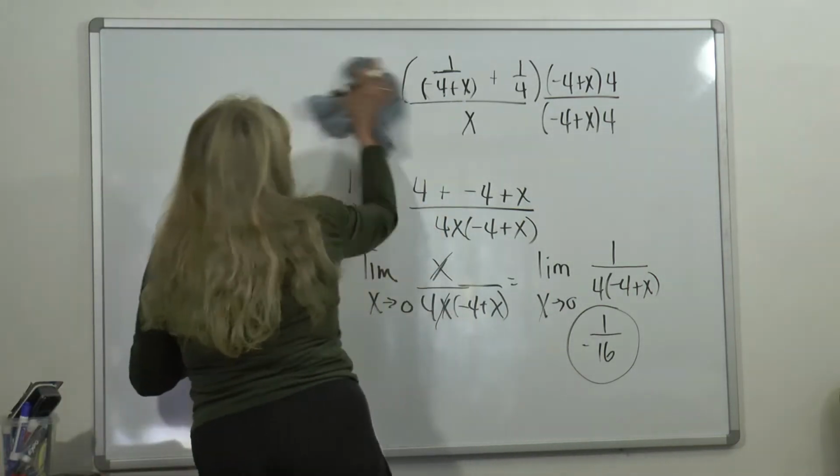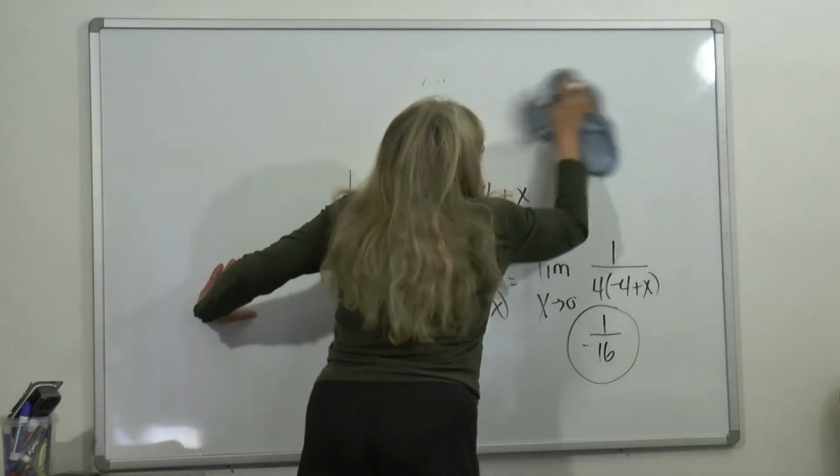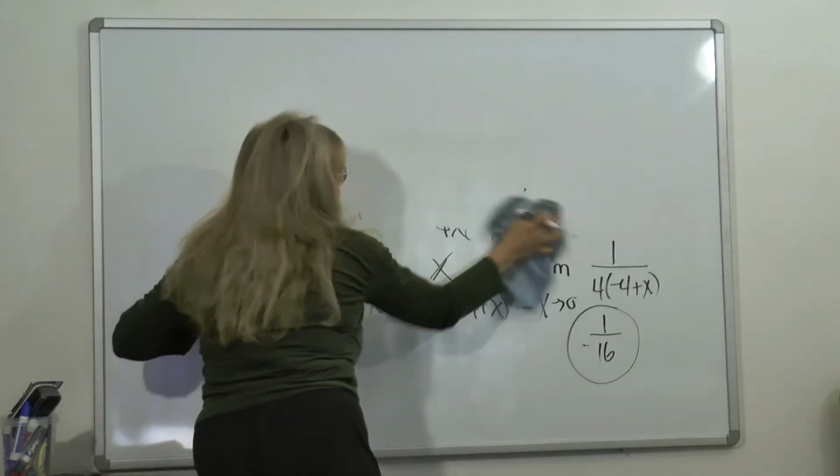Problem 12 is similar to this, except the littler fractions are in the denominator of the big fraction.